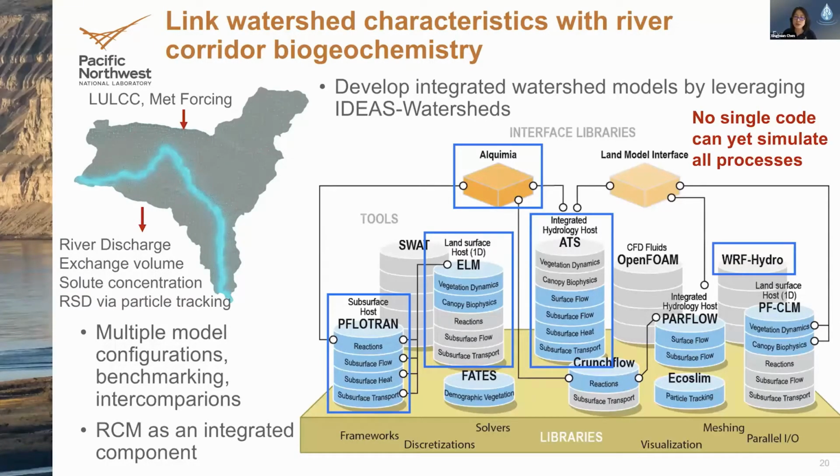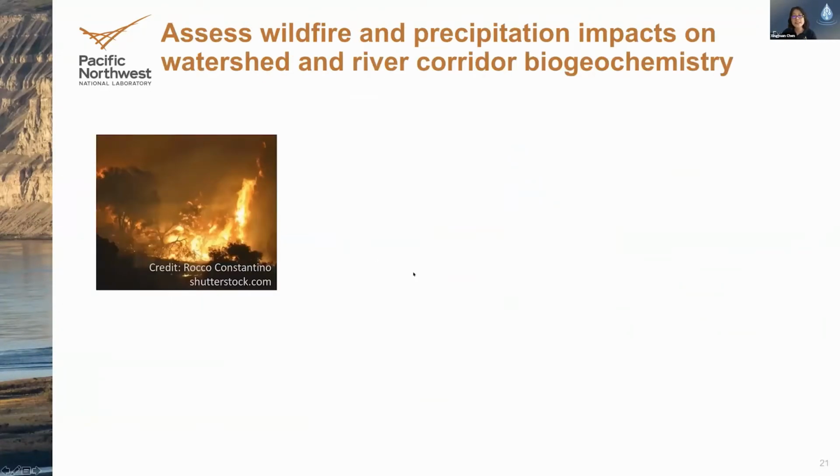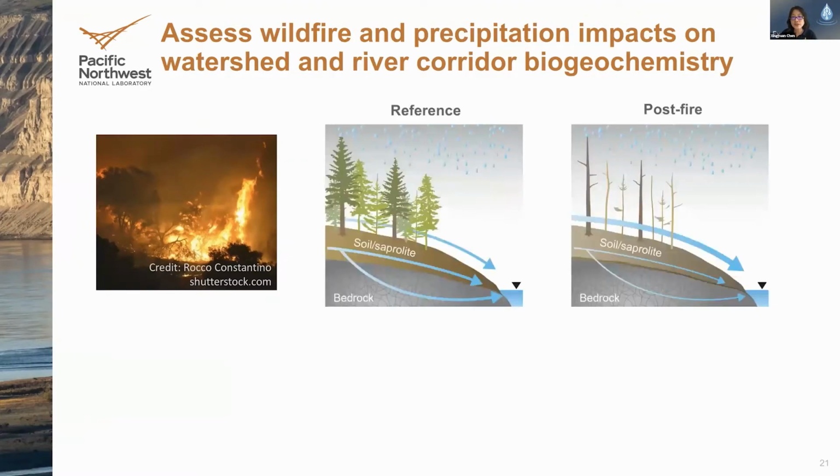But in the future, we would really like to build an integrated model where we refine our mesh in the river corridor, which we consider as the biogeochemical hotspots, and it's in one system with the rest of the watershed model. So this is really what we're trying to accomplish. With that kind of integrated simulation capability, what we will be able to do is capture how the transport pathways vary under different conditions.